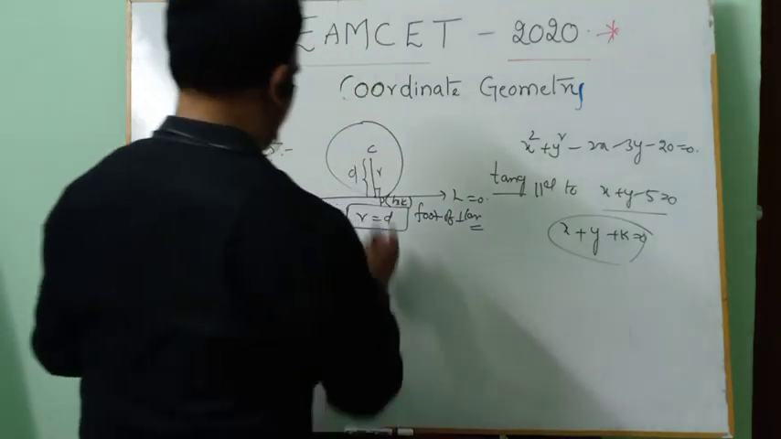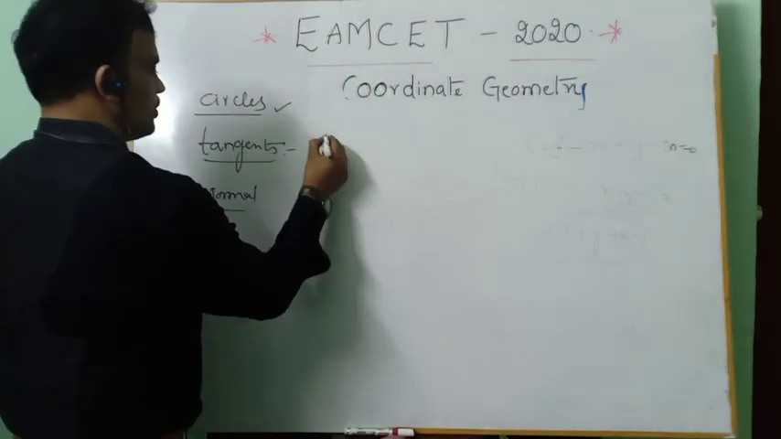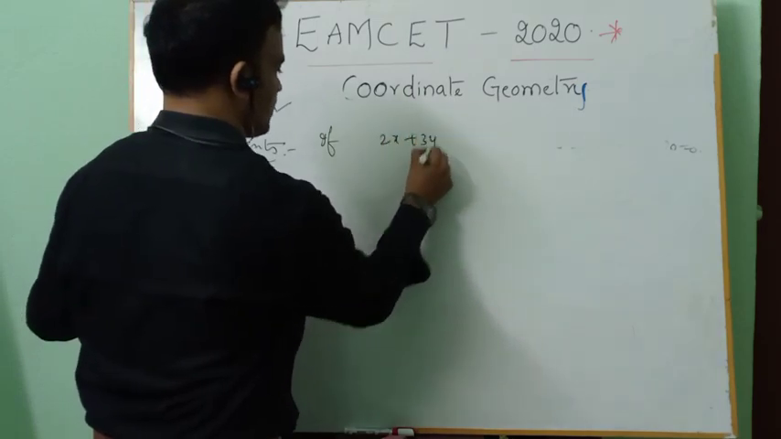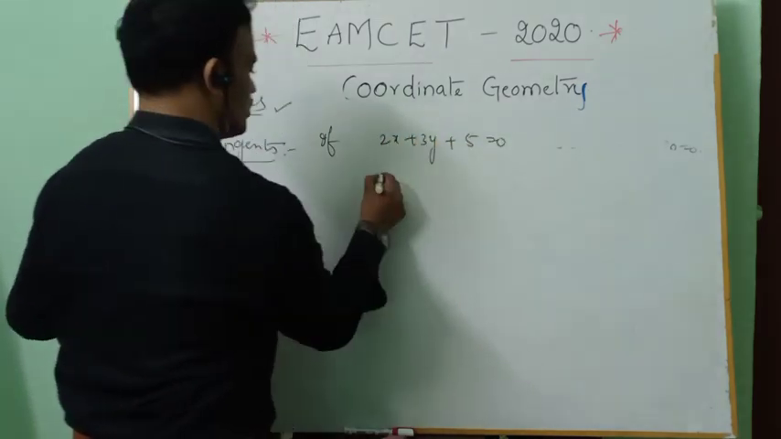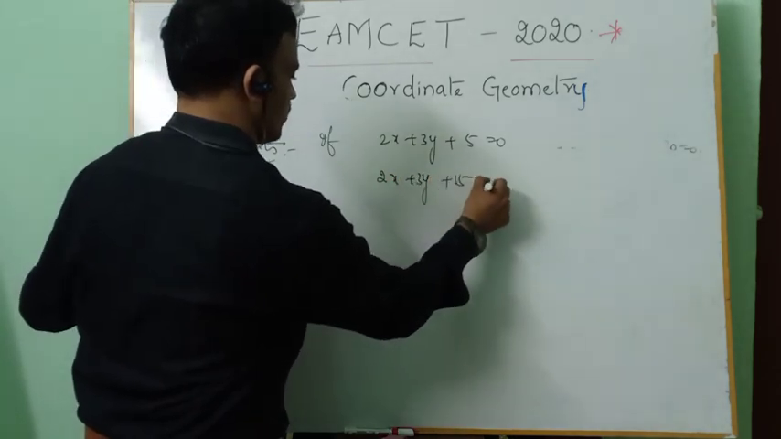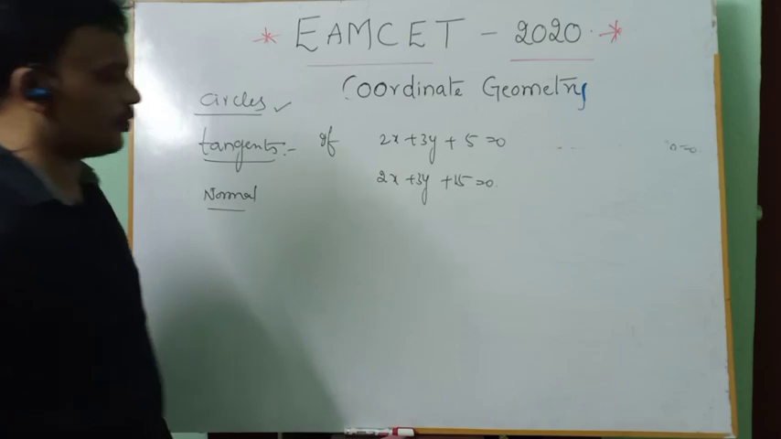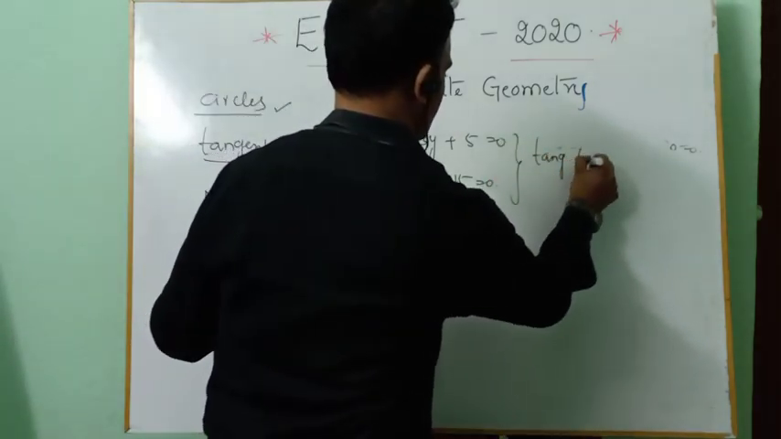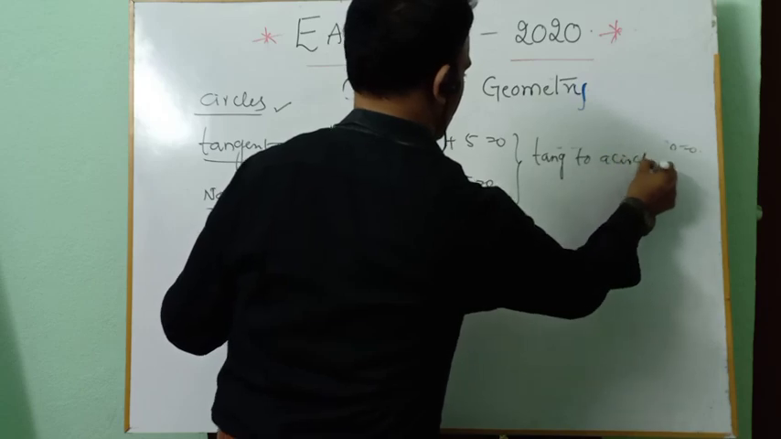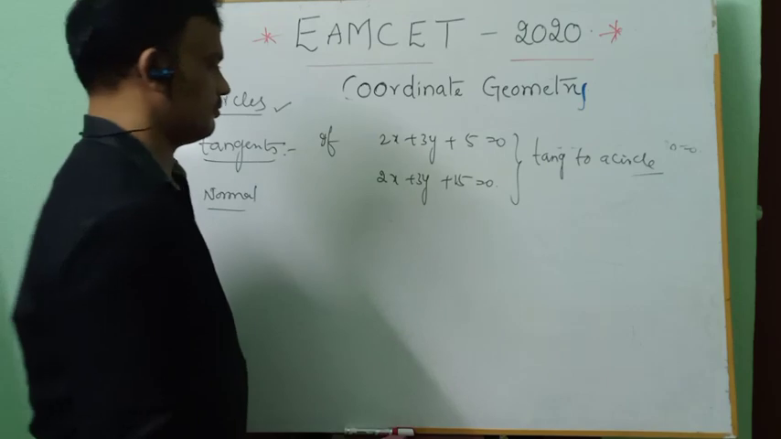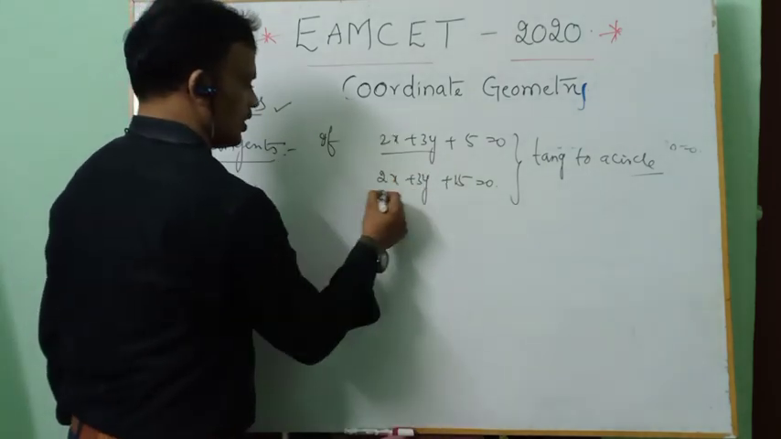Let us see this. Suppose they give two lines: 2x plus 3y plus 5 equals 0 and 3x plus 3y plus 15 equals 0. These two are tangents to a circle. They are not giving any circle. Then what is the radius of the circle? What are these two? Tangents to a circle.